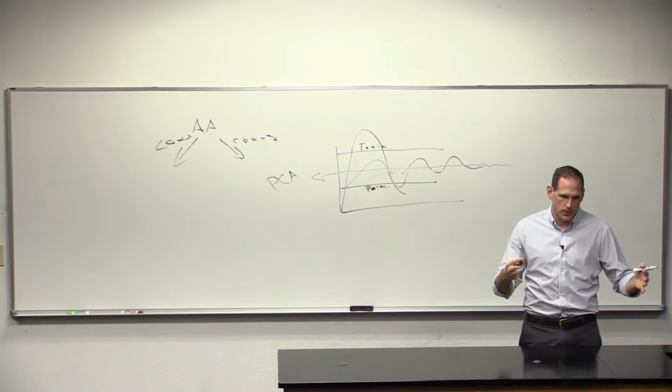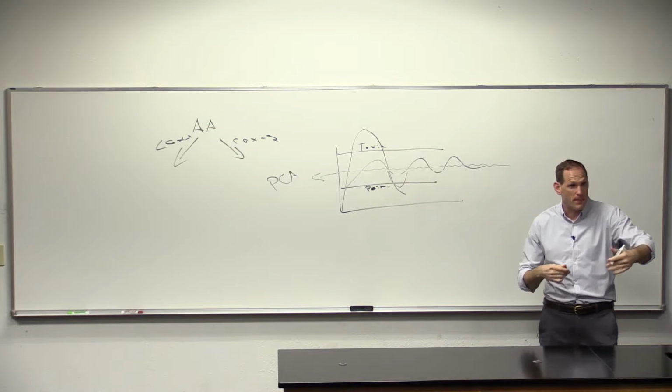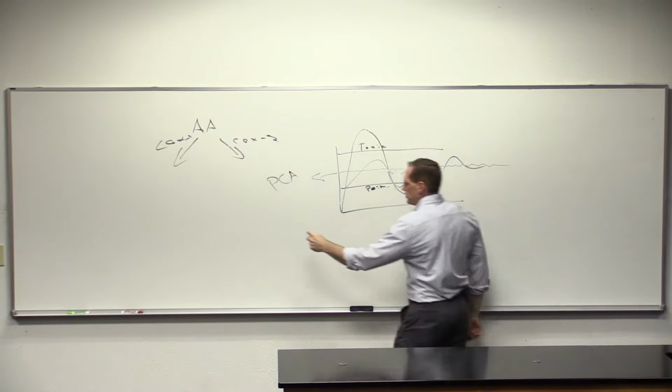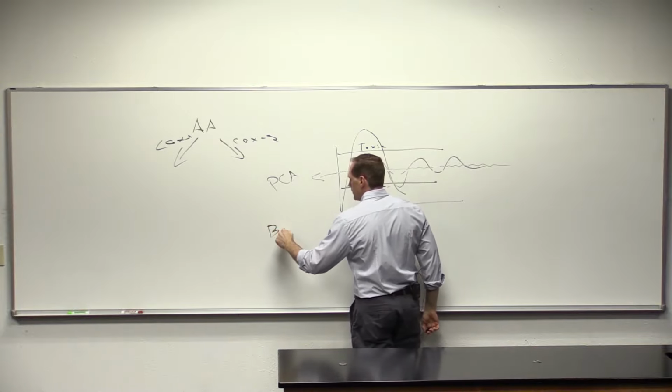Now, PCA has two components. There's a steady state, or what's called a basal rate. So what does the word basal mean? And it's not an herb.